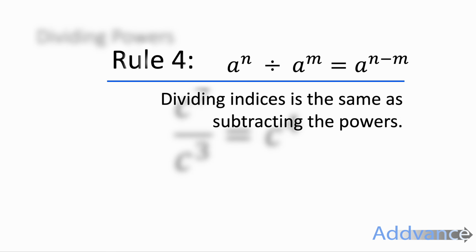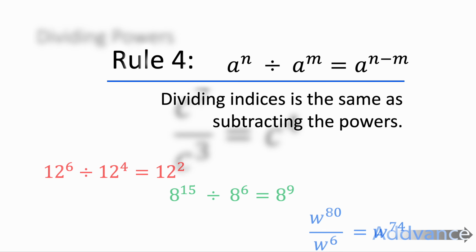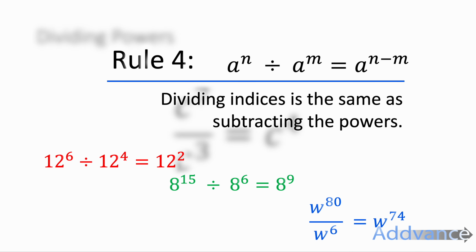Rule 4: dividing indices is the same as subtracting the powers. And let's see some examples here. So 12 to the power 6 divided by 12 to the power 4. You subtract the powers. 6 minus 4 gives us 12 to the power 2. And it will be the same if it was written as a fraction, because fractions in algebra mean the same as divide. So just be aware that it could be a divide symbol or it could be a fraction symbol, and it works the same way.